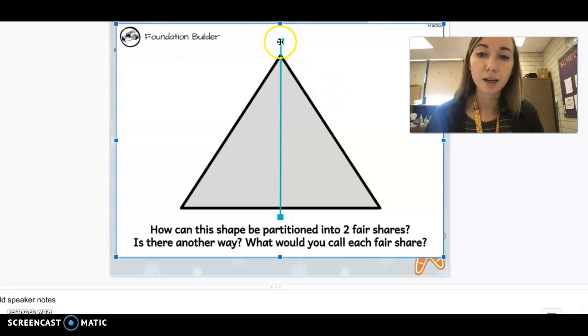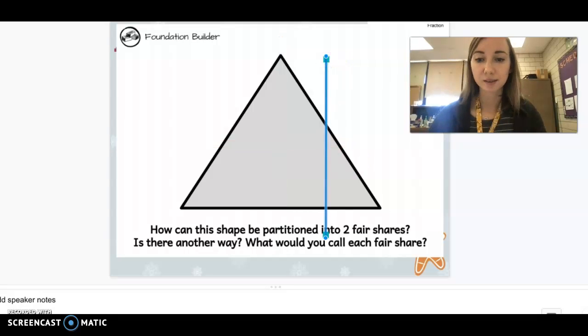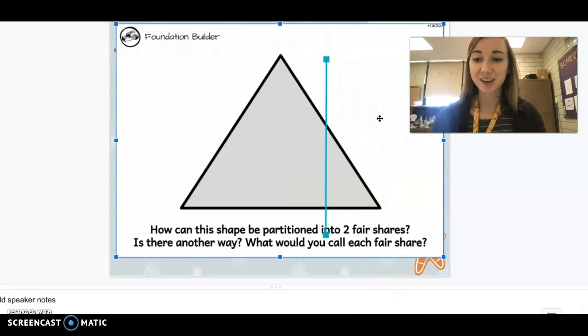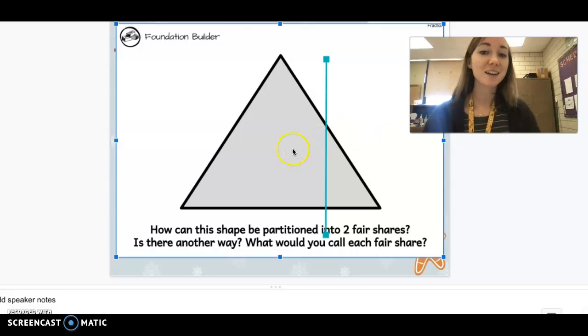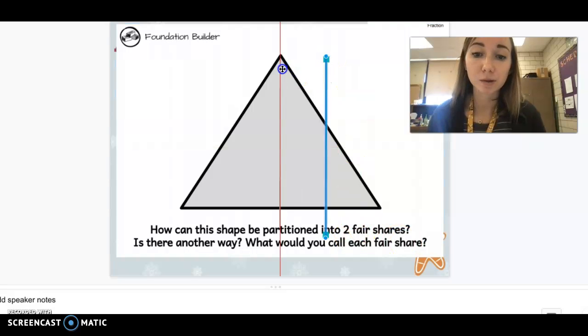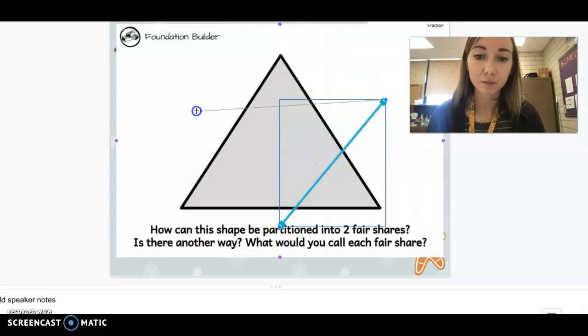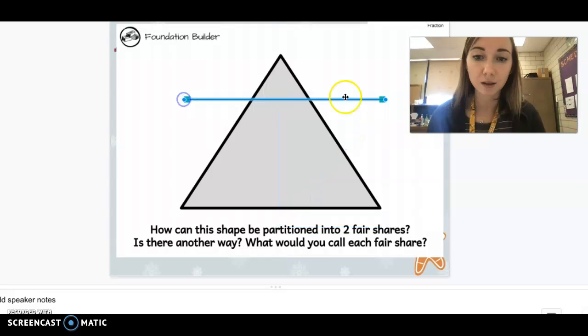Well, what if we did this? Did we partition it into equal or two fair shares or two equal shares? We did not, because this part is much bigger than this part over here. So we have to recognize that the shares need to be fair and equal. Maybe if I twist this, create a horizontal line.